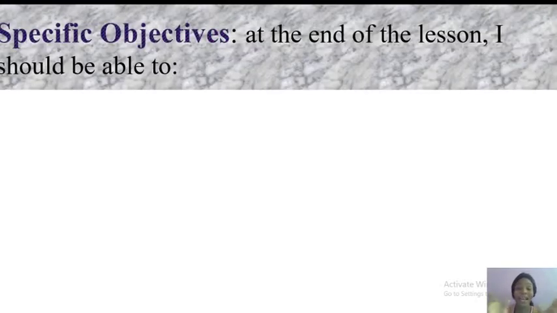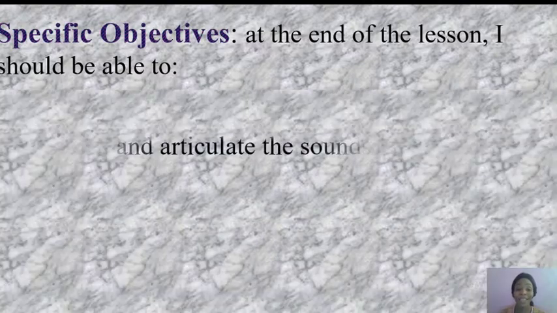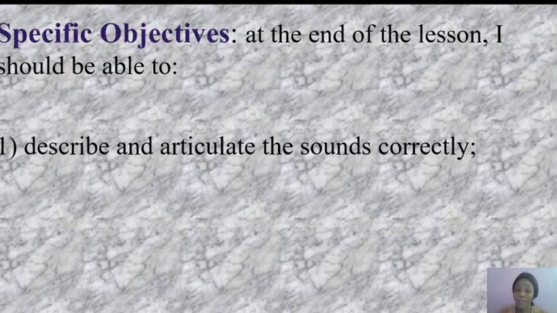Okay, our specific objective, as you know, very important. Have these at the back of your mind while this lesson is ongoing. Specific objective number 1 states that you should be able to describe and articulate the sounds correctly. Not L, not R, but you should be able to articulate the sounds the way they should be articulated, the way they should be pronounced. You should be able to pronounce the sound in the right way. And you should also be able to describe the sounds.